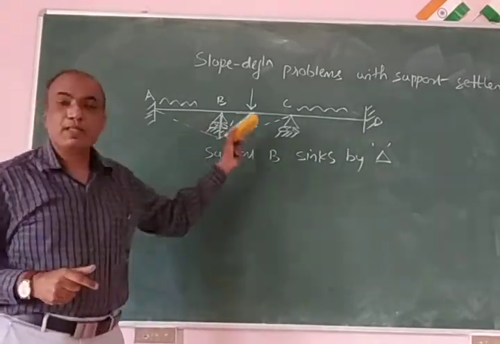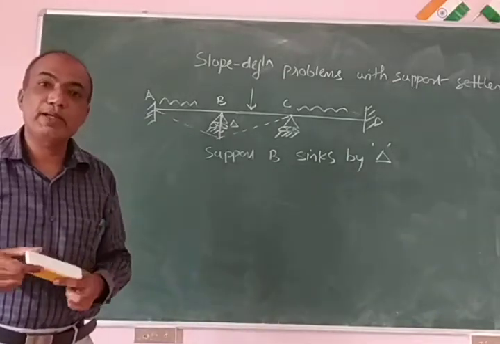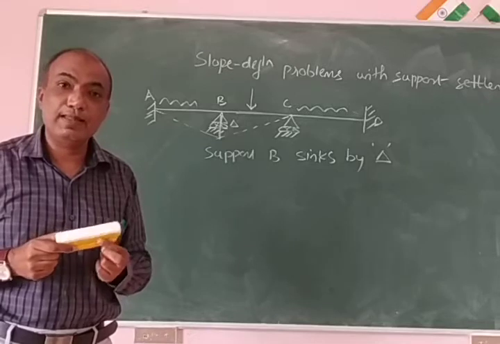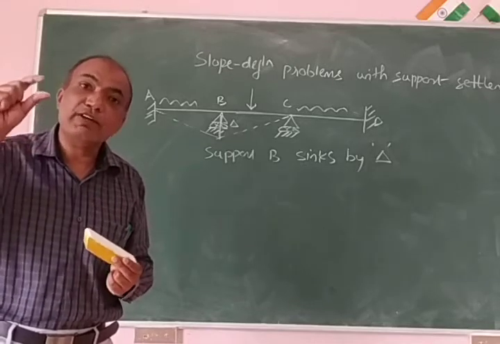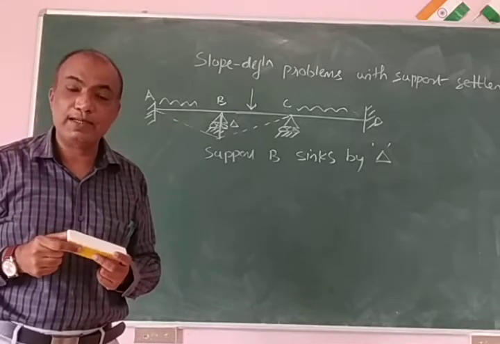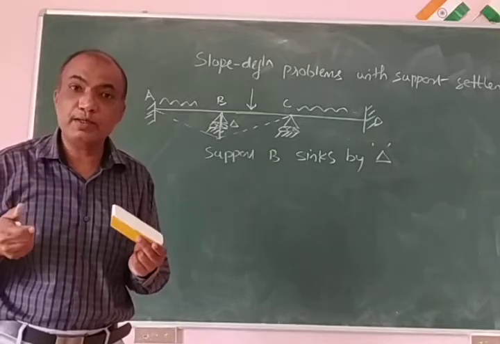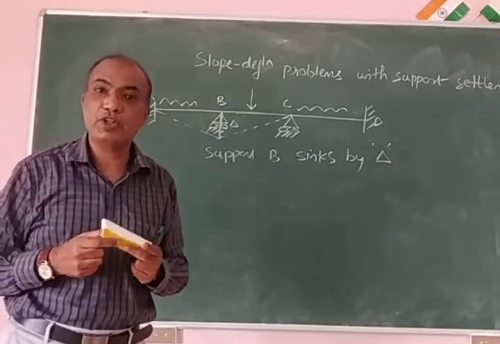Say the spans of the beams are in meters, like 4 meters, 5 meters, 6 meters, but the settlements are very small in magnitude, like 5 millimeters, 10 millimeters. So you cannot feel the settlement, but with the support settlement, how do we modify the slope deflection equations?